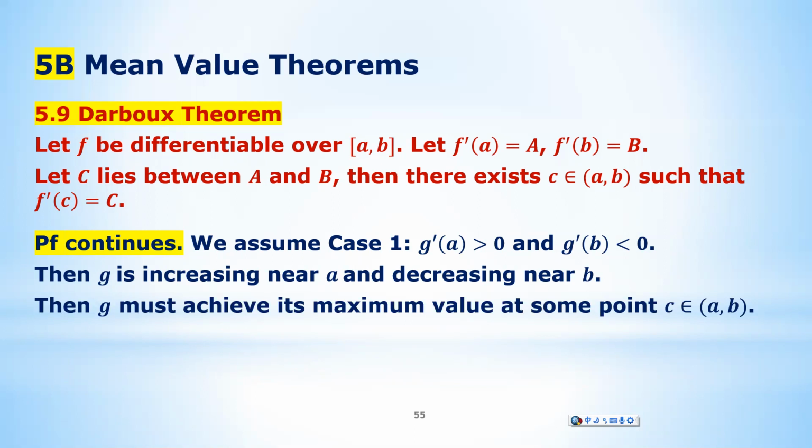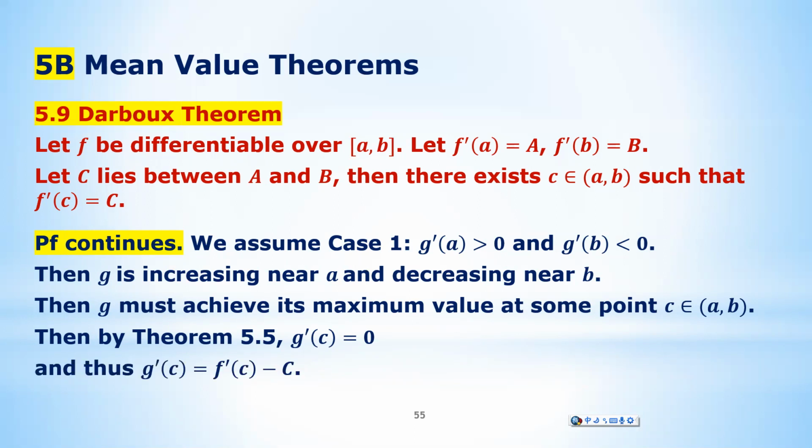This actually follows the interior maximum theorem. Once I have a maximum point in the interior of a and b, assuming the maximum is achieved at the point c, then Theorem 1.5.1 will imply that g prime c is equal to 0. Now g prime c equals f prime c minus C, so this implies that f prime c must equal capital C. Therefore, capital C is achieved by some point inside the interval a and b. Okay, so that's the proof.